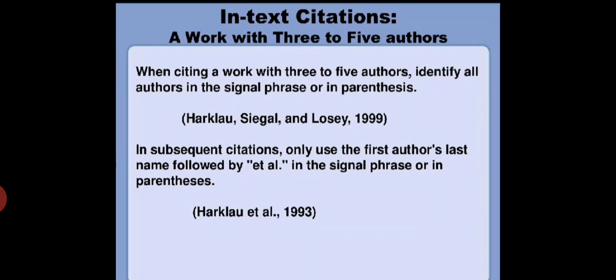So, when you are giving a reference the first time in your research, and you are citing a work that is written by 3 to 5 authors, then in the first citation you would give the names of all authors. When you are giving a reference to the same work a second or third time in the text, you would only quote the first author's name, and then et al., then a comma, and then the year of publication would be written.